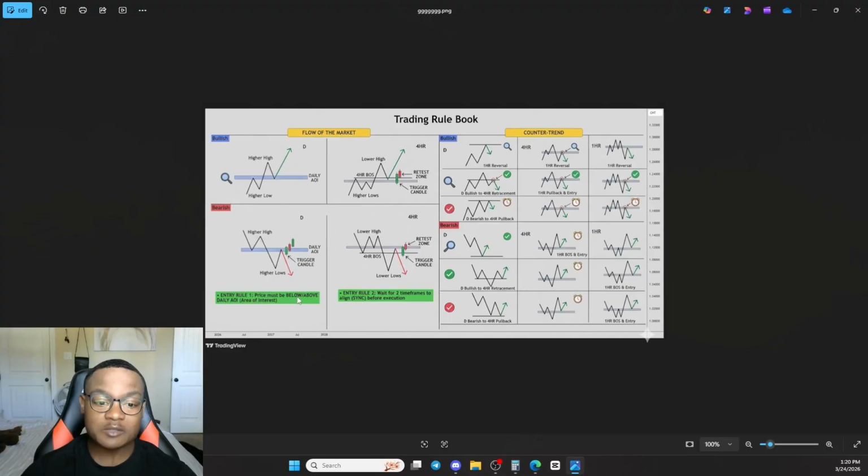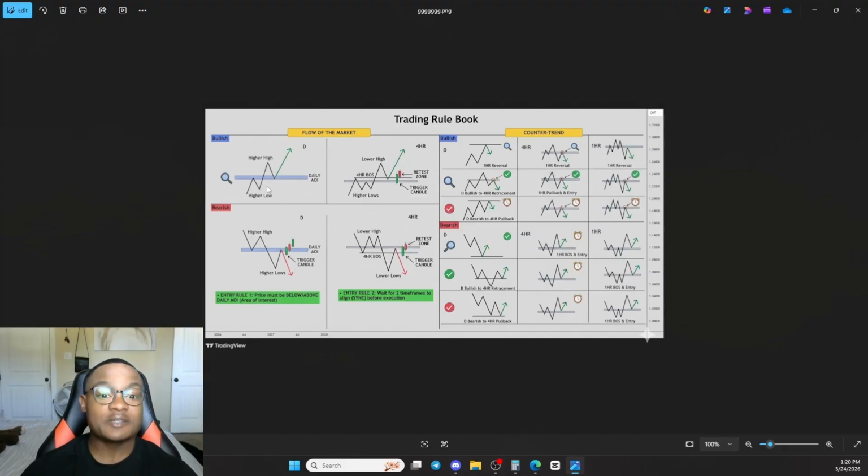Price must always be below our daily area of interest when we are looking to enter that zone. And then entry rule number 2, wait for at least 2 time frames to be in line before we execute on this position. So we already know rule number 2. That's what we talked about at the beginning. Rule number 1, this will make more sense again as we get into the charts itself, the candlesticks.